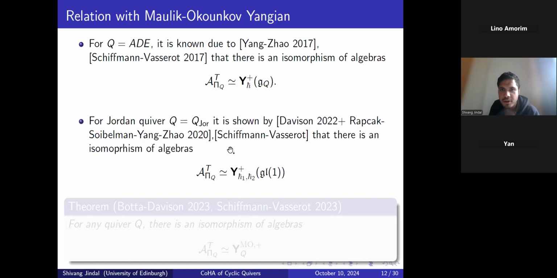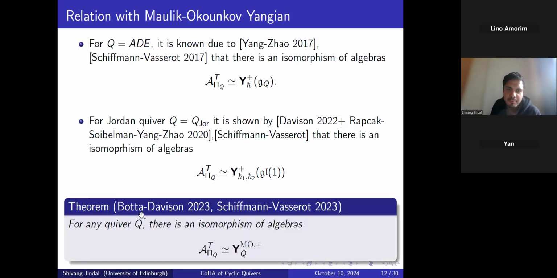Similarly, for the case of Jordan quiver, it was shown by the combined work of Davison, Rapek and Yang in 2020 and Schiffmann and Vasserot in 2012 that there is an isomorphism of algebras where you take the preprojective CoHA for the Jordan quiver and you get the positive half of the affine Yangian of GL1. These two examples are also known for the Maulik-Okounkov Yangian, and this is exactly the positive half of the Maulik-Okounkov Yangian, as I said before. And in fact, it's more generally true.